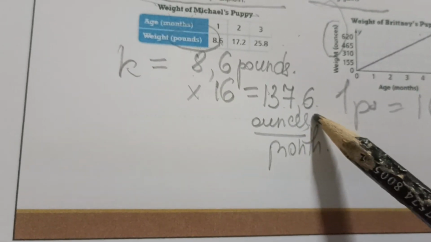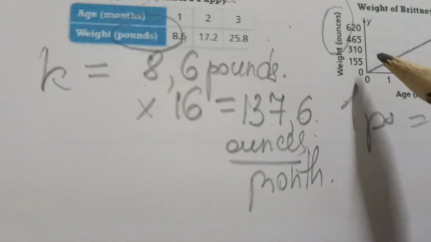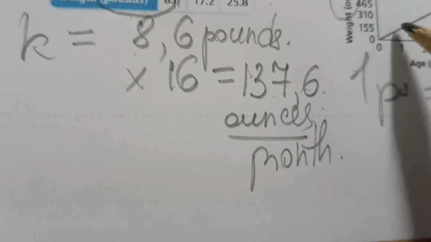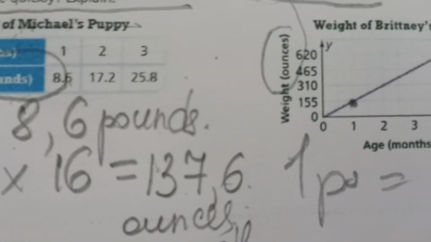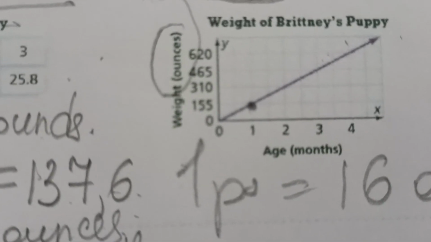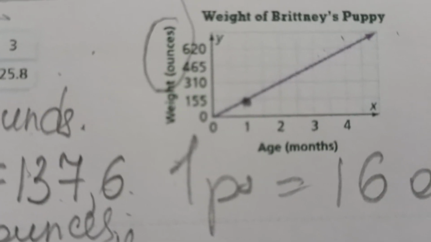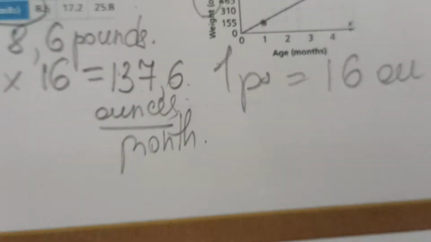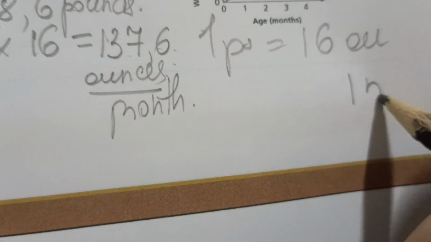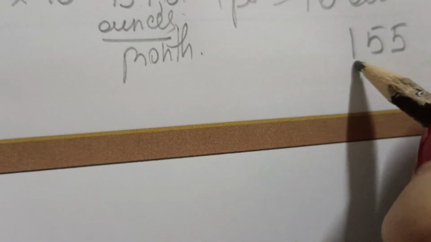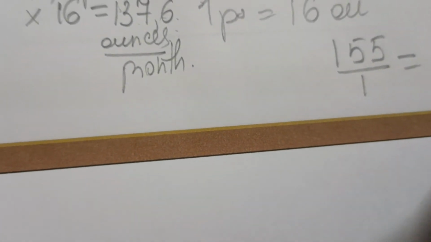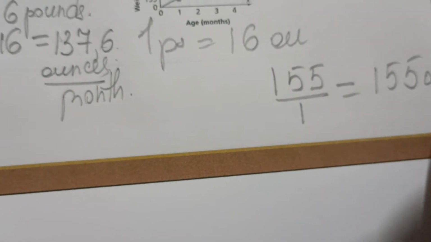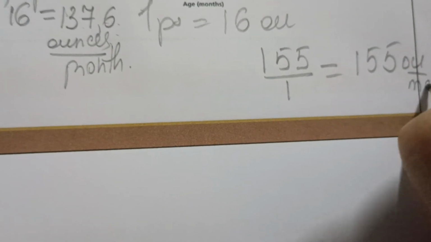Okay, now let us have a look at the graph. Can you see clearly where that point of crossing is? Okay, let's have a look. We have 155 as y and 1 as x. So it's going to be 155. So he gains 155 ounces per month.